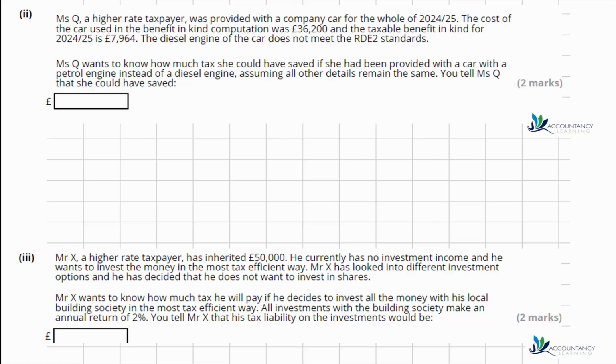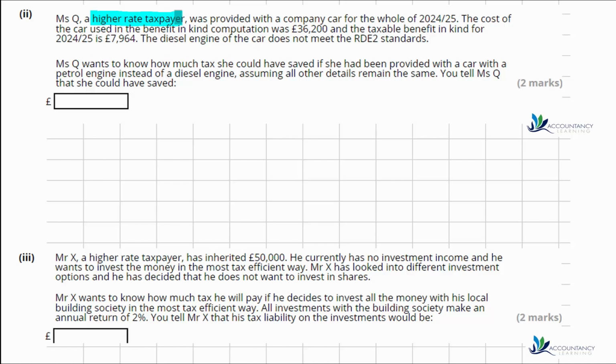Let's look at the second issue now. So Miss Q, a higher rate taxpayer, and that's going to be significant for us here, was provided with a company car for the whole of 24-25. So it's the whole of the year, so we don't need to do any time apportioning. The cost of the car used in the benefit in kind computation was 36,200. Remember, that's going to be the list price. And the taxable benefit in kind for 24-25 is 7,964.